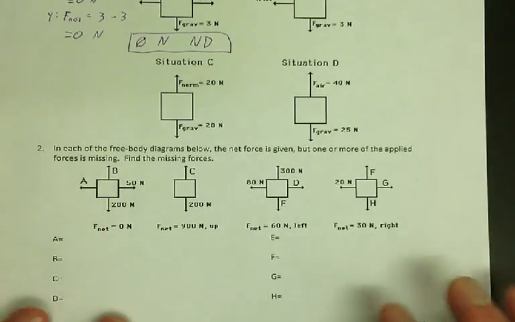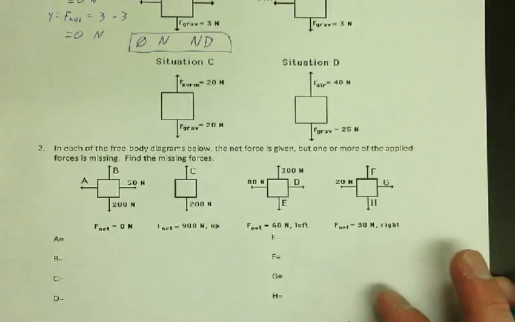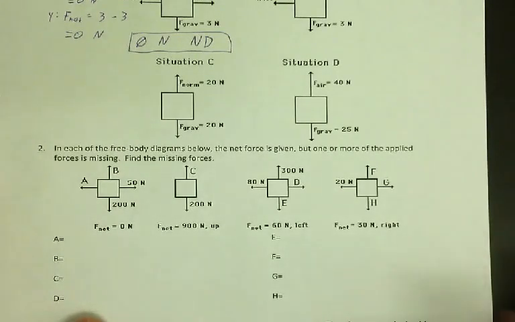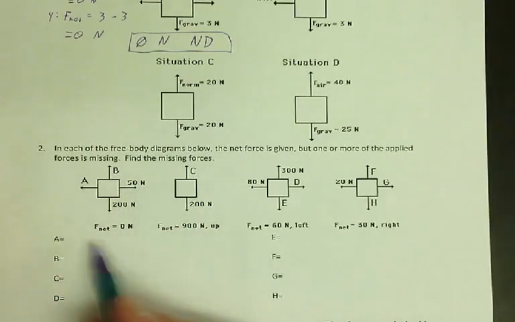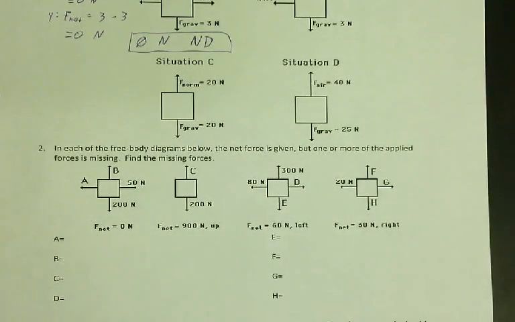Okay, what we're going to work on now is figuring out what the missing forces are if we have the net force. So we're basically just going backwards to what we did in number 1. So if I look at this, A and B, I have a net force of 0. So net force of 0 means that the forwards X direction and the up and down Y direction need to be balanced.